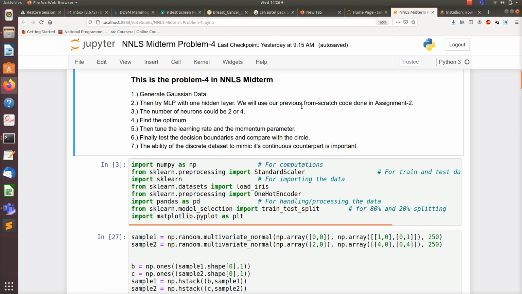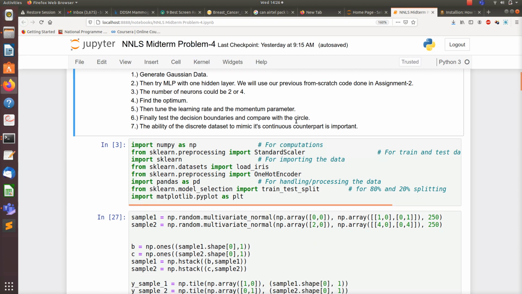We will use our previous from-scratch code to implement the multi-layer perceptron, as we did in assignment 2. We also have to fine tune the learning rate and the momentum parameter to find their best values. The final decision boundary has to be compared with the circle, which is the Bayesian decision boundary for the continuous distributions. In order to mimic the continuous Gaussian multivariate distributions, we generate discrete samples which are sampled from the Gaussian distribution at every training epoch.